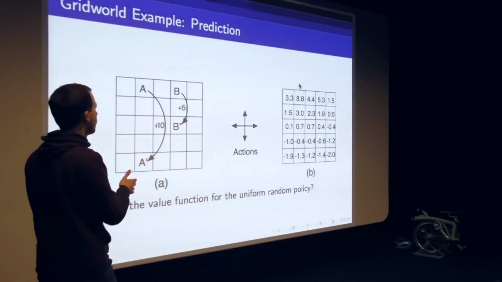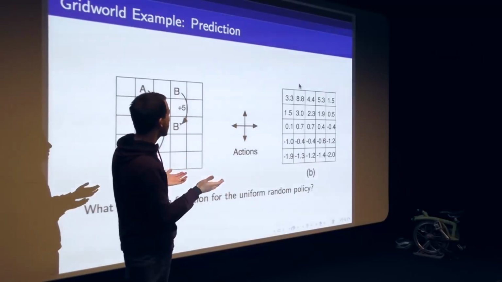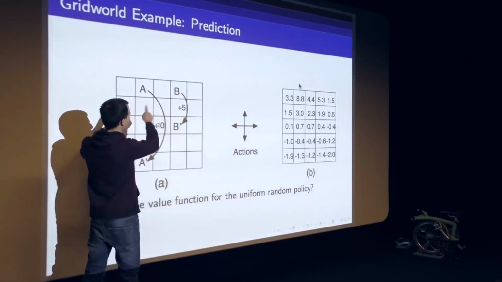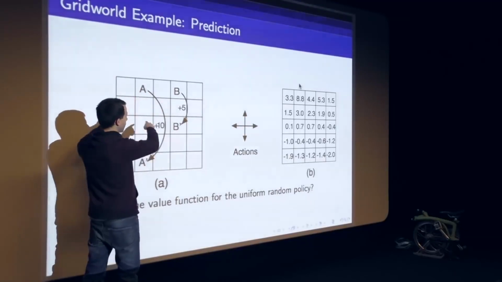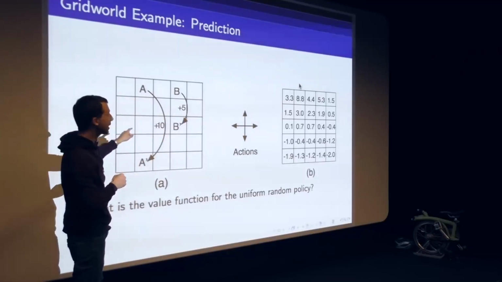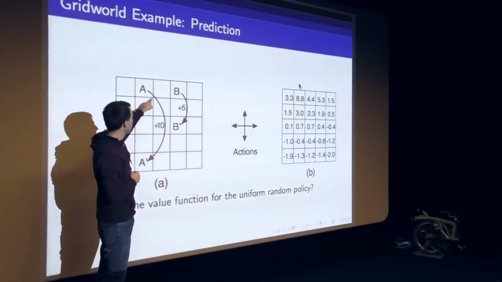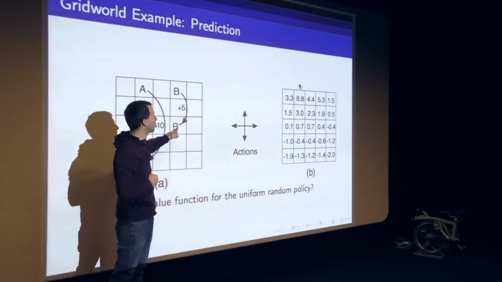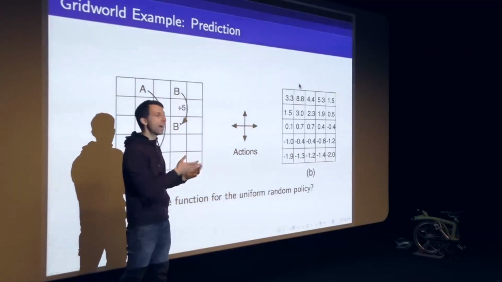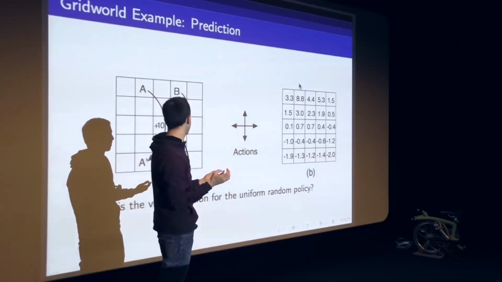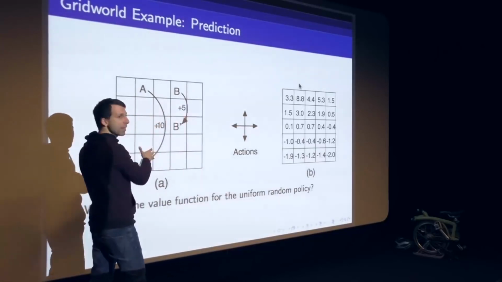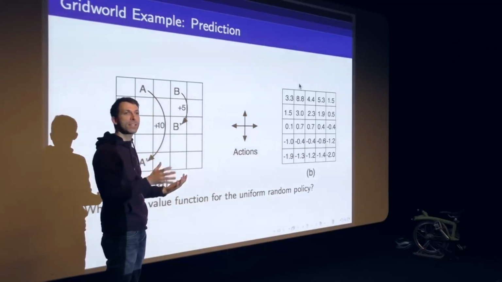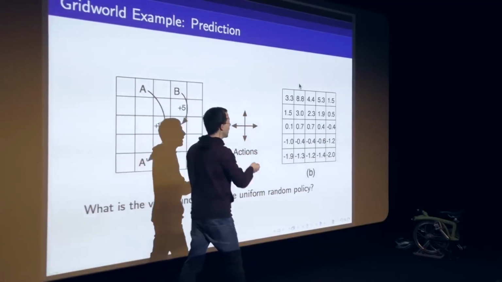If we go back to our grid world example, you have an agent moving around this grid world. It basically gets -1 per time step, but if it goes to A, it gets a +10 reward and teleports to A prime. If it goes to B, it gets a +5 reward and teleports to B prime. We can ask, what's the value function for the uniform random policy? If we just move around this grid randomly, how much reward will we get? That's a prediction problem. For this fixed policy of behaving randomly, how much reward will we get?